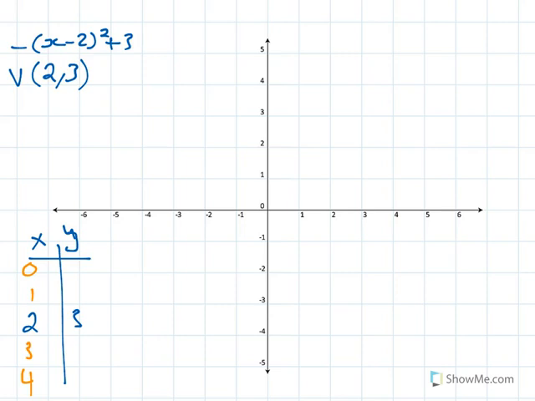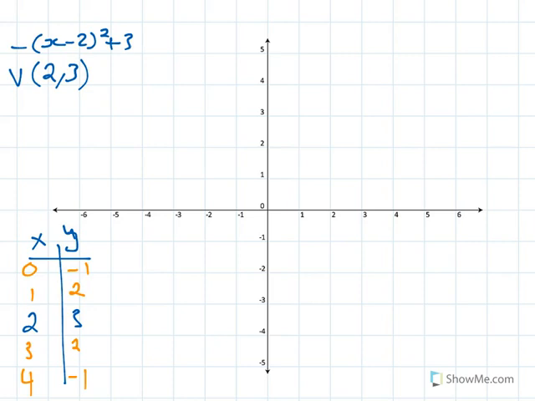So putting x equals 0, 0 minus 2 is -2, squared becomes 4, 4 times negative 1 is negative 4, plus 3 is negative 1. Put x is 1, 1 minus 2 is negative 1, squared becomes 1, multiplied by negative 1 is negative 1, plus 3 gives you a 2. And normally these numbers repeat again in perspective.